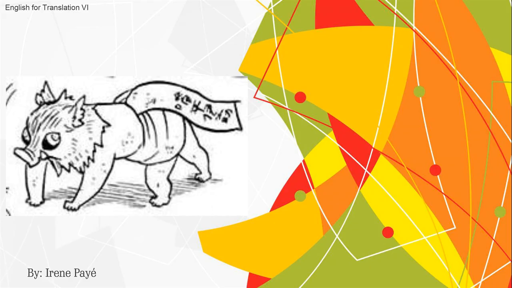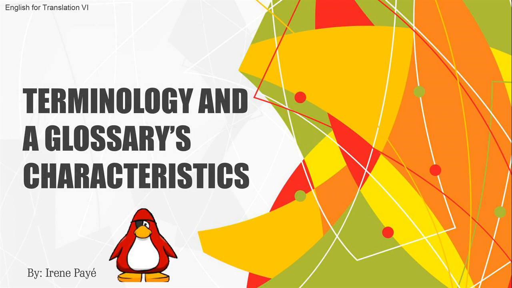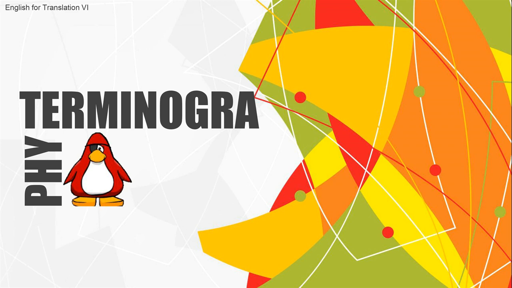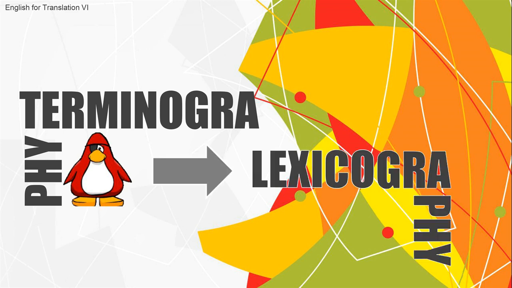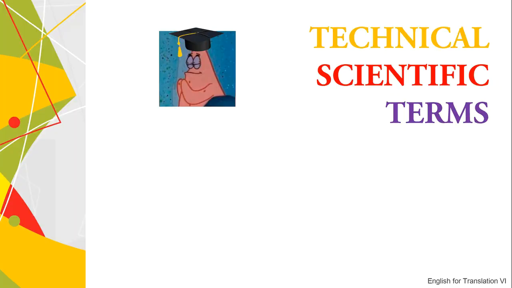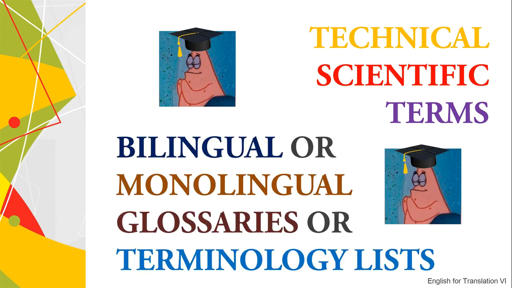So, my name is Irene and this time I'd like to explain some ideas about terminology, the glossary's elements and the importance of it for translators and interpreters. So let's start with terminography. It is a subdivision of lexicography that deals with technical and scientific terms. So it can be said that it just focuses on the elaboration of multilingual, bilingual, or monolingual glossaries, terminology lists, and dictionaries of terms from specific subject areas or disciplines.